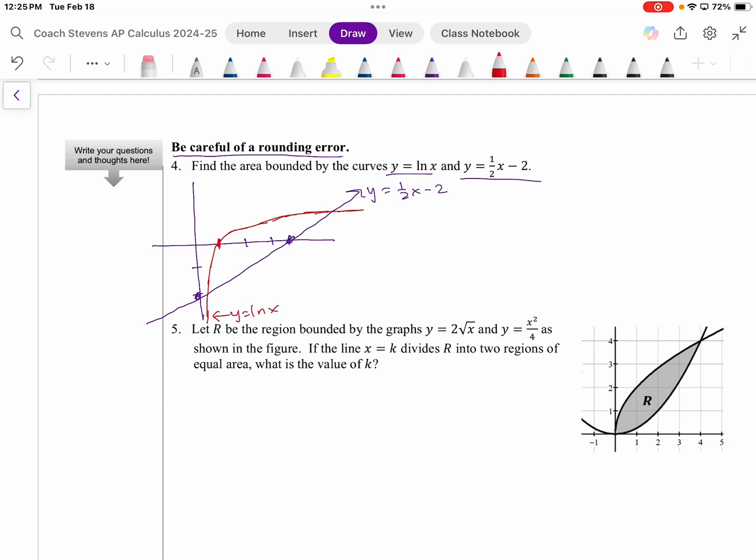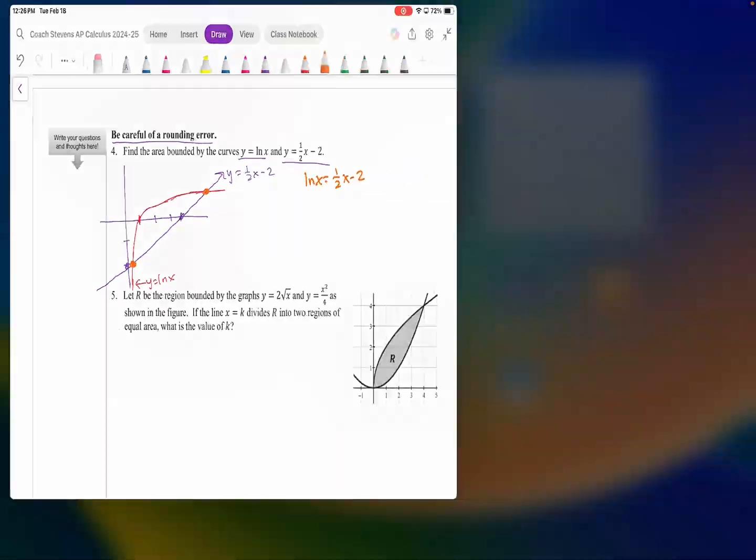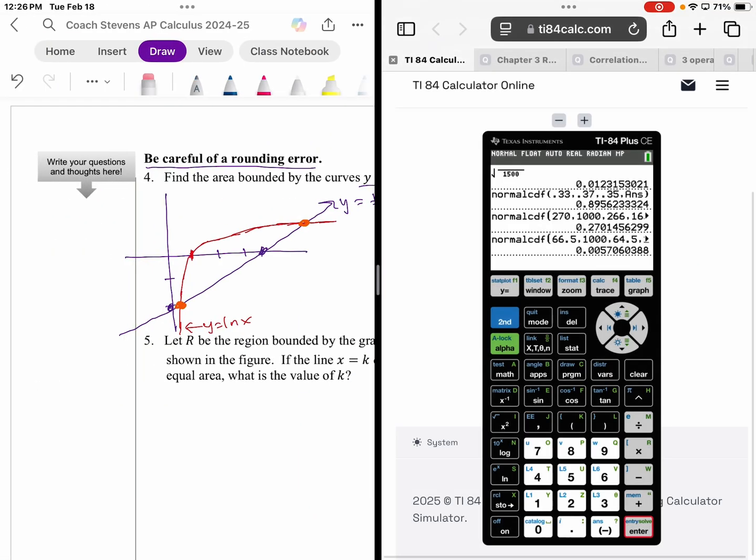Our challenge here is that these two curves intersect at points that are not pretty numbers. Because if I try to set ln of x equal to 1/2 x minus 2, in order to get rid of the ln, we have to use e. So then it becomes x equals e to the 1/2 x minus 2. And there's no way to combine both x's. So this is where we're going to use the calculator. This type of problem will only be on a calculator part of a test.